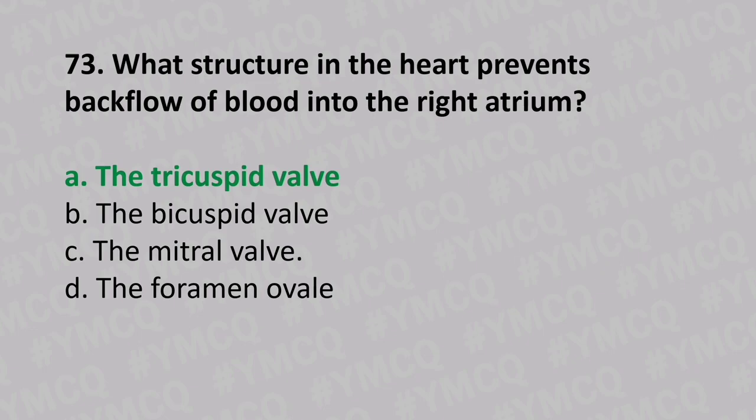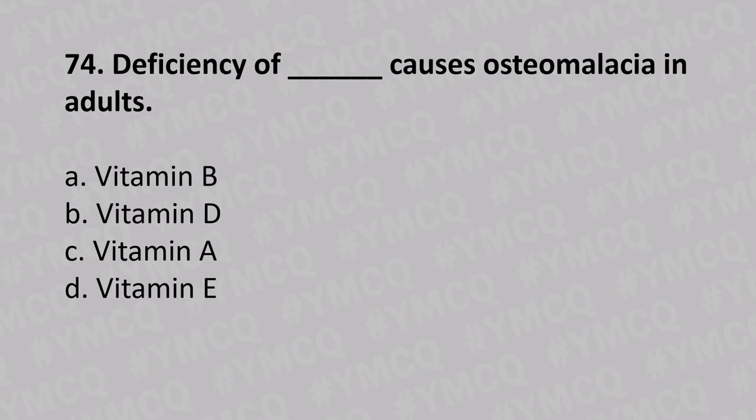Deficiency of dash causes osteomalacia in adults. Option A, vitamin B. Option B, vitamin D. Option C, vitamin A. Option D, vitamin E. And the answer is option B, vitamin D. Moving to our 75th question, muscles involved in Volkmann's ischemic contracture.